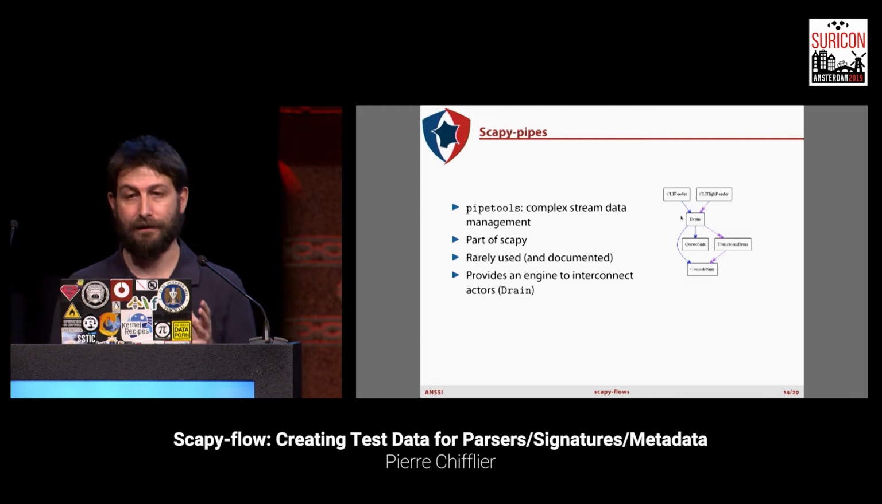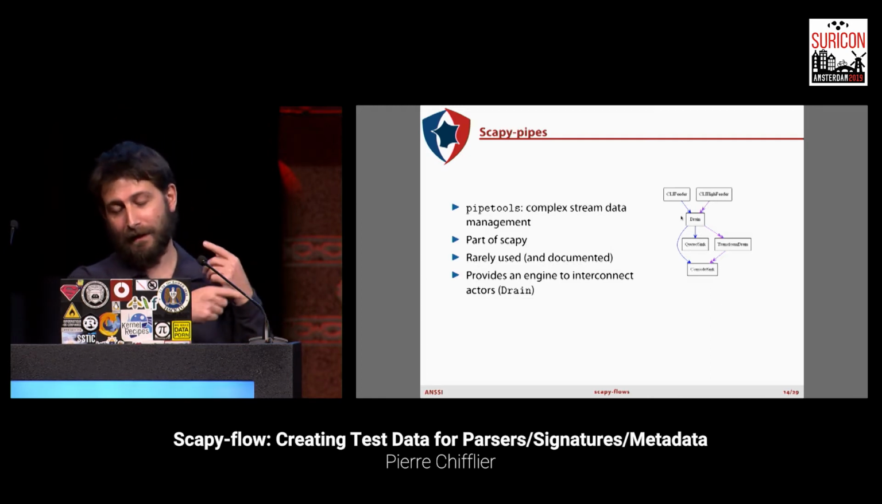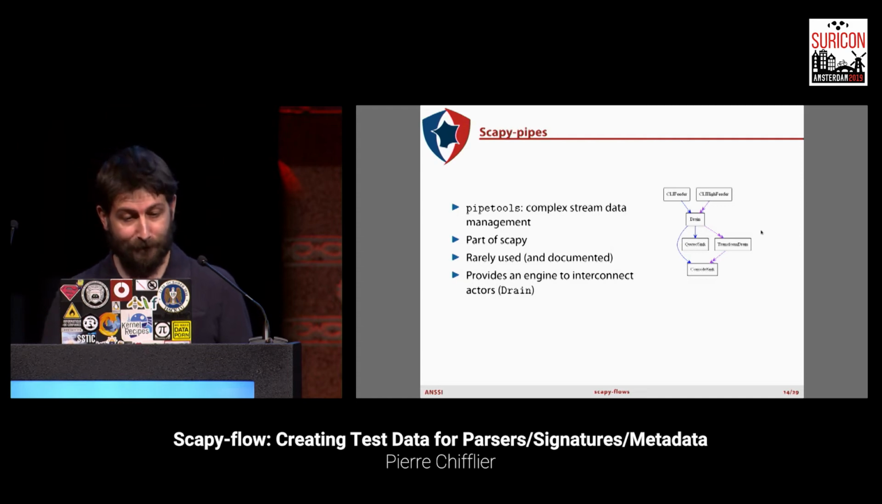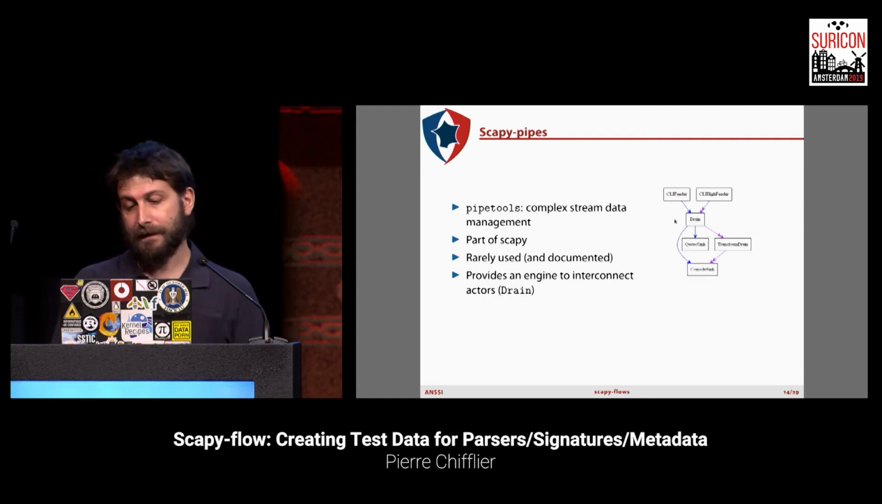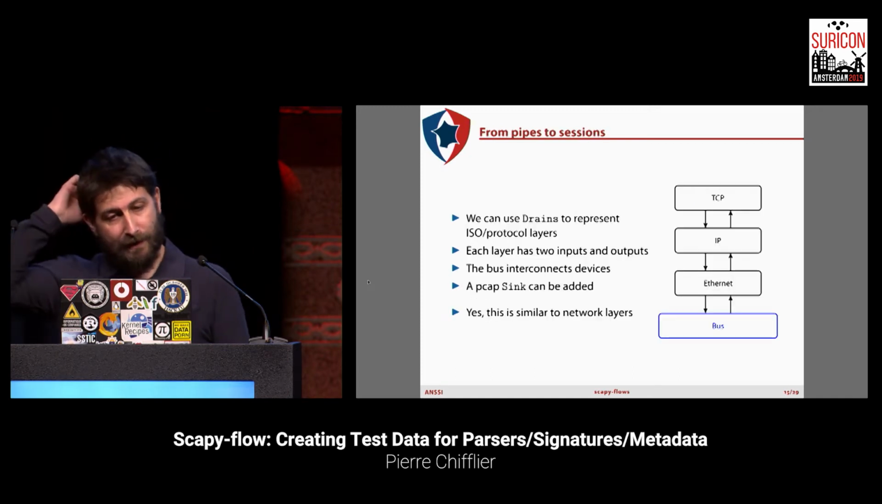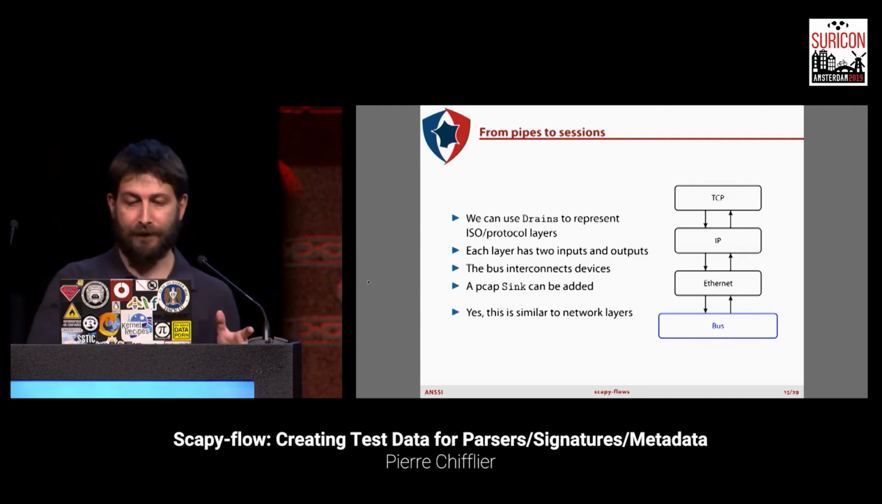classes, Python classes, that you can use to send data, modify them, and you have sinks, which you can use, for example, to print data directly on the console, or send it to a Wireshark instance. What we're going to use is this notion of drain, which I will call then later just object, differently from what was intended in Scapy at first. So I used it to represent something which is very different.